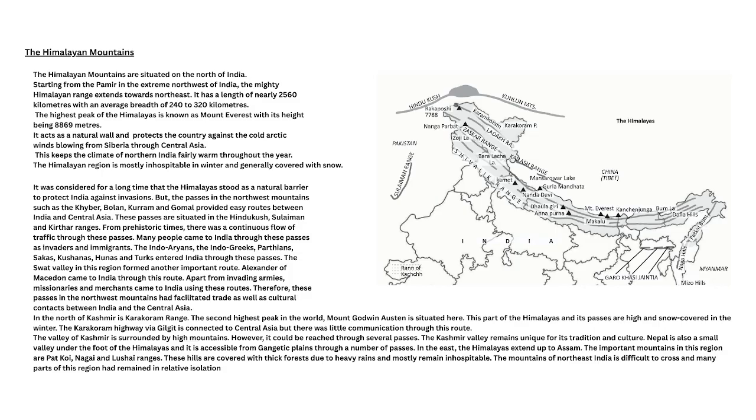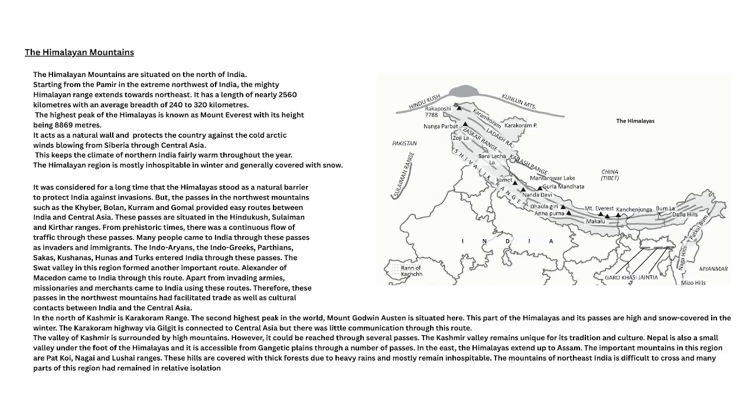The Indo-Aryans, the Indo-Greeks, Parthians, Sakas, Kushanas, Hunas, and Turks entered India through these passes. The Swat Valley in this region formed another important route. Alexander of Macedon came to India through this route. Apart from invading armies, missionaries and merchants came to India using these routes. Therefore, these passes in the northwest mountains had facilitated trade as well as cultural contacts between India and the Central Asia.